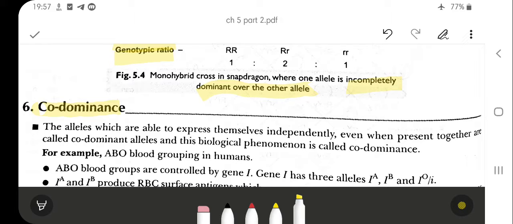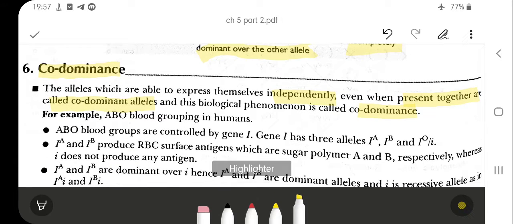The alleles which are able to express themselves independently even when present together are called codominant alleles, and that phenomenon is known as codominance. We have a very important example, the human ABO blood groups, controlled by gene I, and gene I has three alleles, that is IA, IB, IO, or it may be expressed as small i, which is recessive.